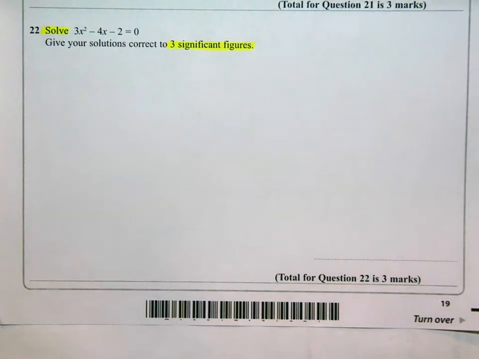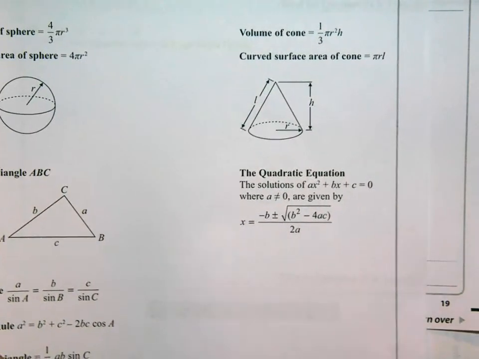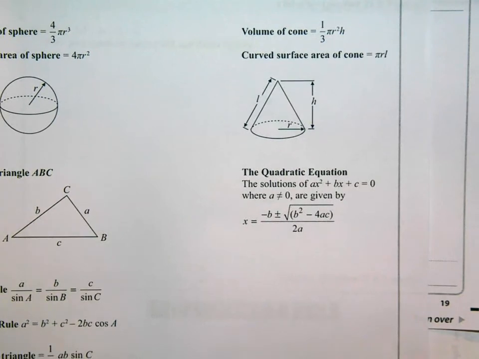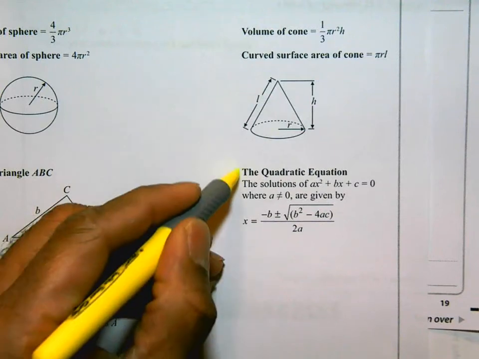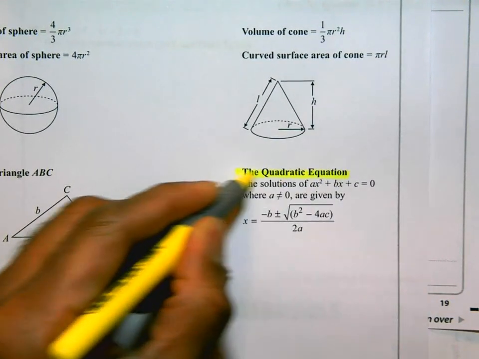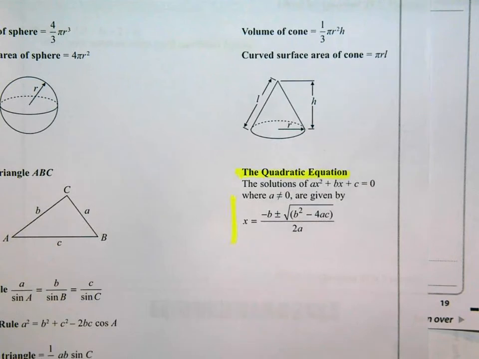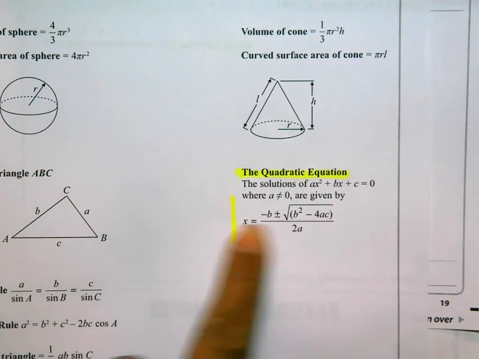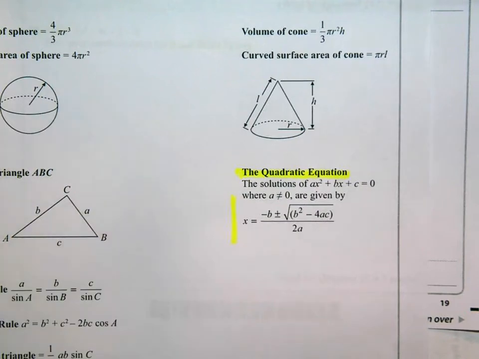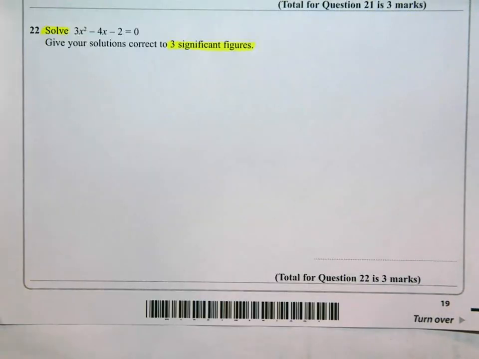So straight away I'm thinking that I need to look to the formula sheet at the front of the paper and identify the quadratic equation. Right, and this is something that I'm going to need in this question. The quadratic formula is minus b plus or minus the square root of b squared minus 4ac, all of that divided by 2a. So this is the type of question that those of you aiming for the A or A star definitely need to be able to do.